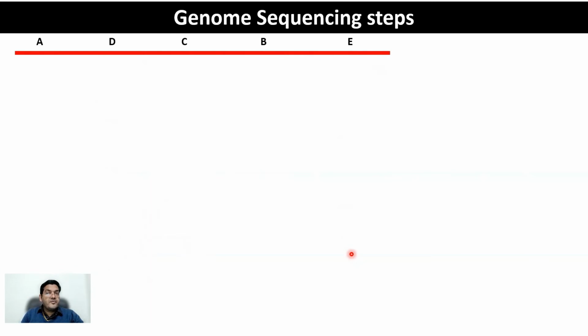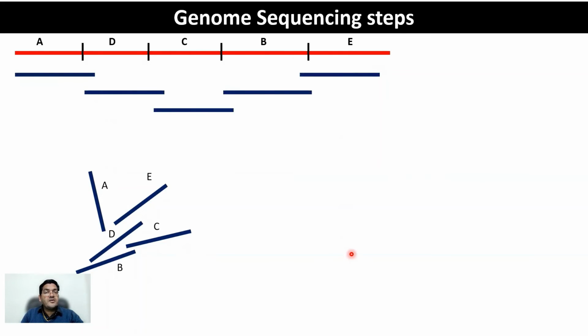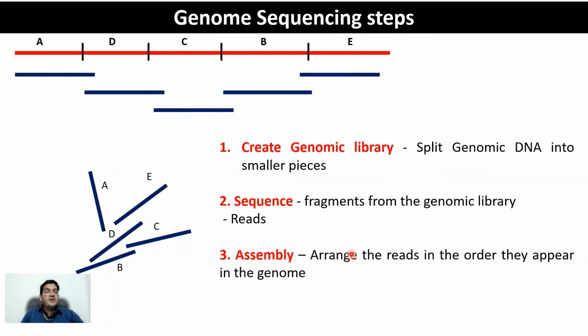So what we do is we break this long piece of DNA into smaller fragments that are amenable to Sanger sequencing, generate the sequence for individual fragments, and then rearrange these fragments back in the order in which they appear in the actual larger DNA here, right? So finally, you get your full sequence here.